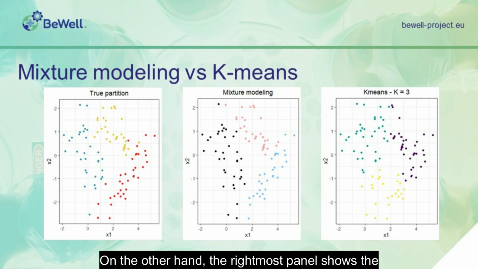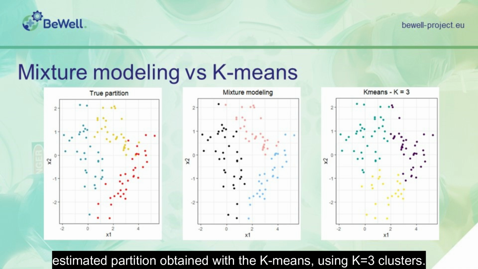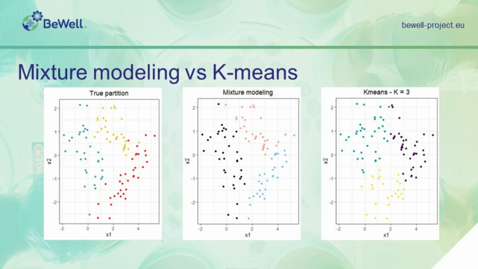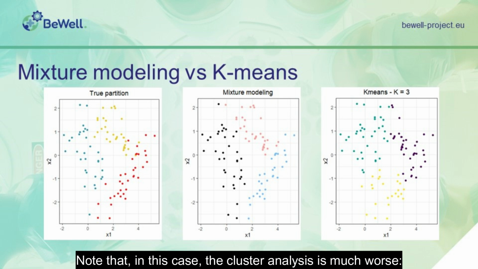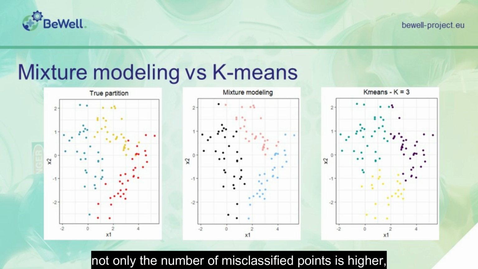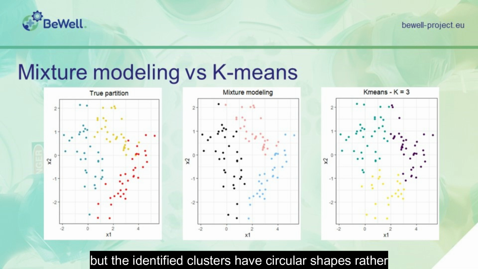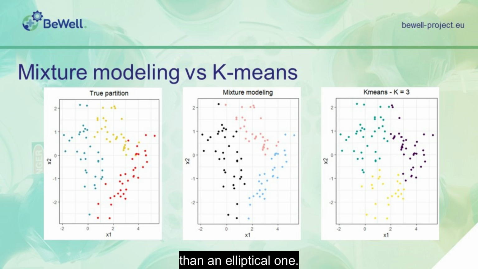On the other hand, the rightmost panel shows the estimated partition obtained with the k-means, using k equals 3 clusters. Note that, in this case, the cluster analysis is much worse. Not only the number of misclassified points is higher, but the identified clusters have circular shapes rather than an elliptical one.